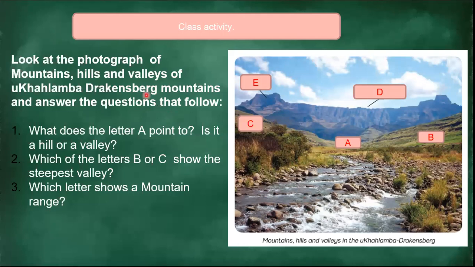It seems like we have lost Koketo. Who else is up? Leletu? Ma'am, the letter that shows mountain range is letter D, ma'am. Letter D. Let me see. Yes, letter D shows mountain range. There are many mountains there, as you can see, close to each other. Thank you very much, Leletu. Moving forward, the answer is correct.